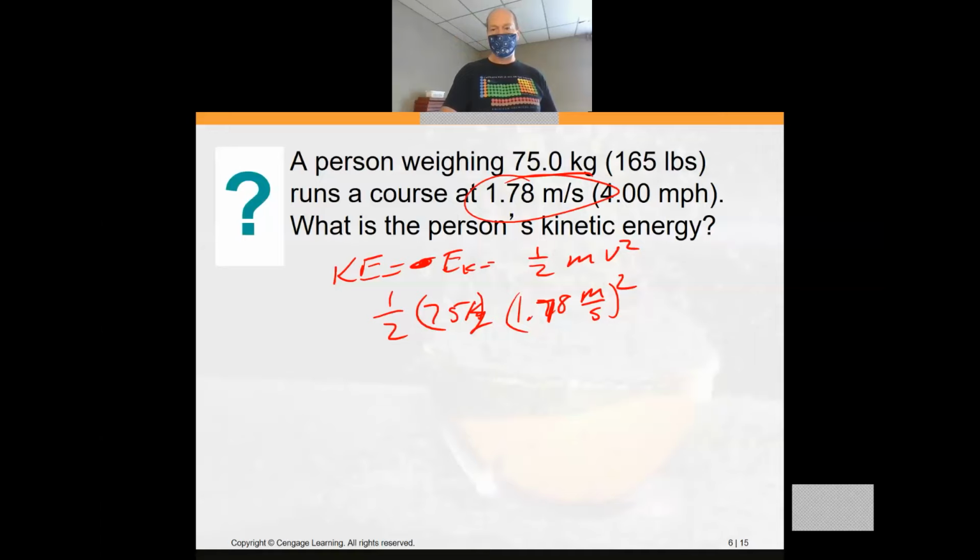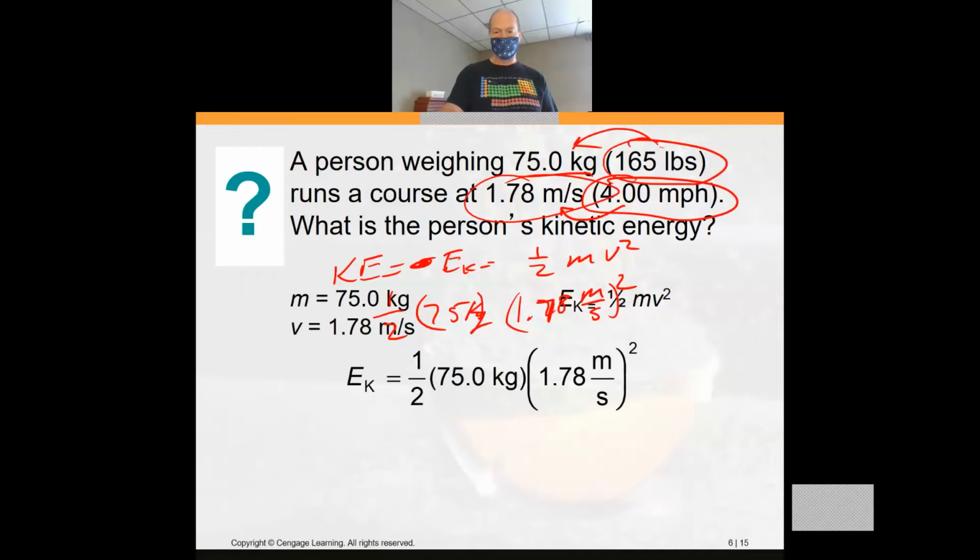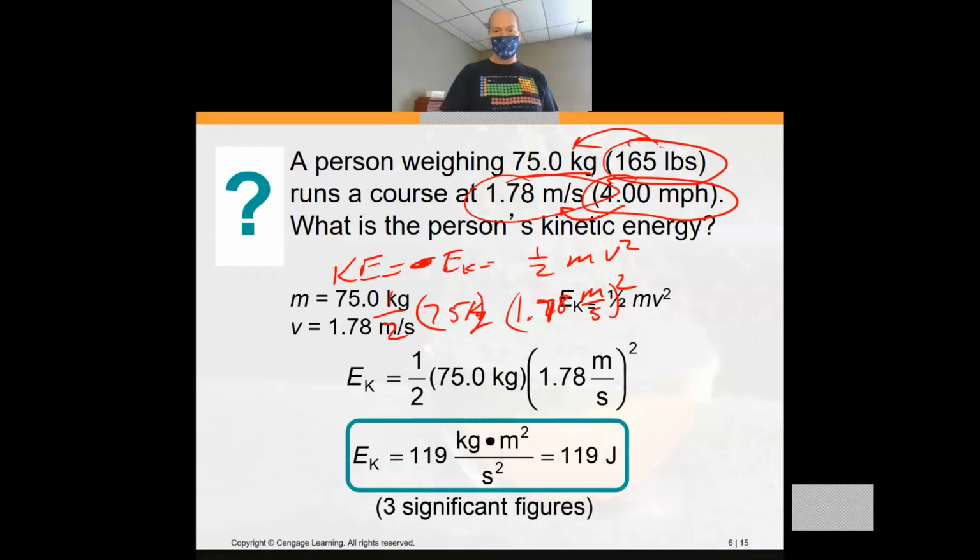All right, so this would be a very simple question. It would be a lot harder if they gave it in other units and you had to convert to the correct units. Everything is given to 3 sig figs. You give your answer to 3 sig figs, and you would have 119 joules of energy.